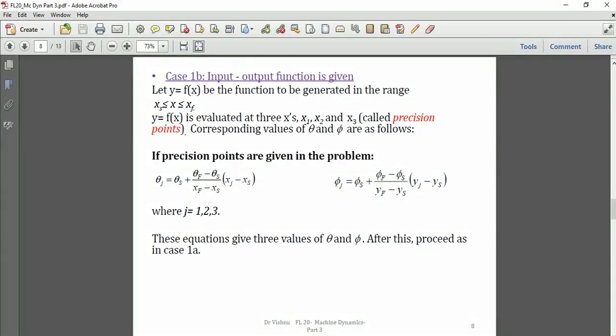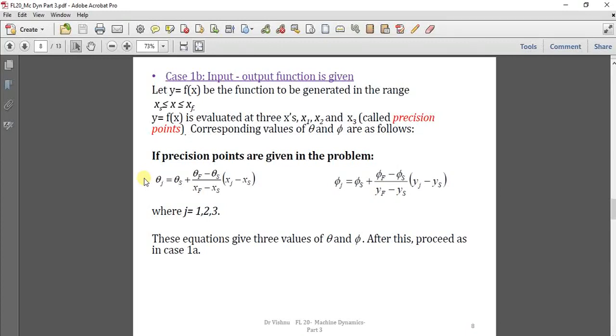Which is the case of input output function being given. So if you have this case, then there are two possibilities. First is that they will give you the precision points, and if they give you the precision points, we have to use these equations as we discussed in the last class, and first get theta 1, theta 2, theta 3 and phi 1, phi 2, phi 3, and then proceed as we did in case 1a.